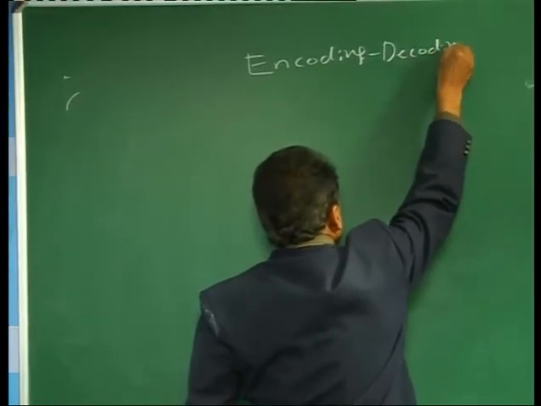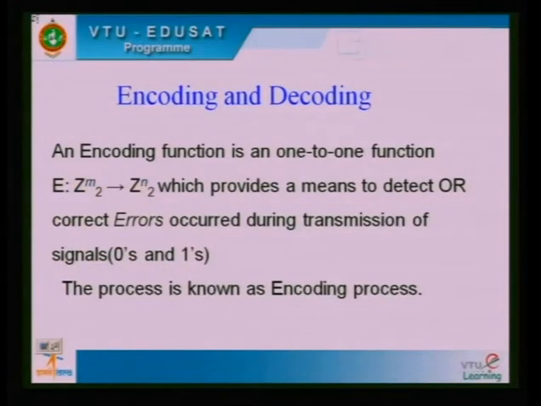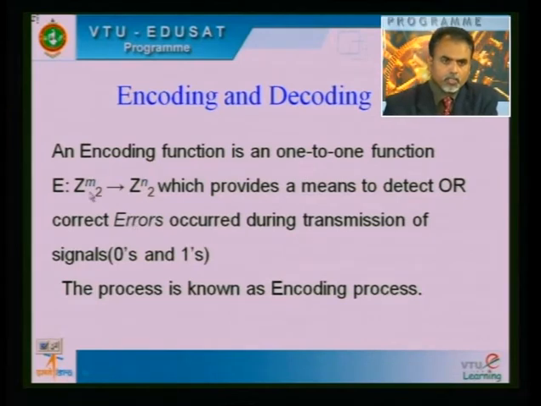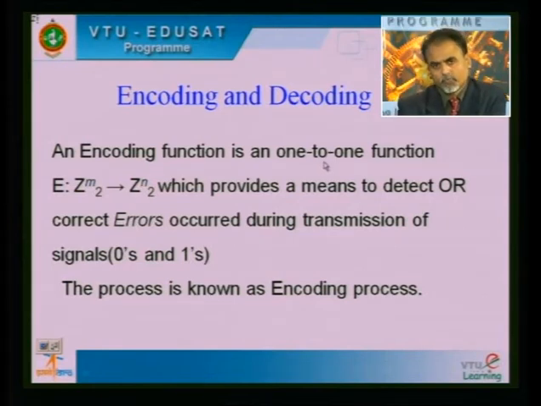Let us understand the basic meaning of this first by definition. An encoding function is a one-to-one function. That is, for every number here, there exists a number here. Suppose m is 8 dimensional, n is 10 dimensional. For every 8 dimension number here, there is a 10 dimension number here. And if two numbers are different, those two numbers are different here. If two numbers are equal, those two numbers are equal. That becomes the definition of a one-to-one function.